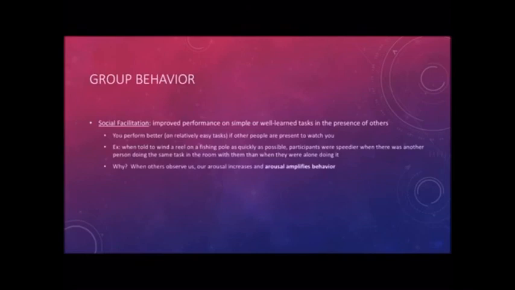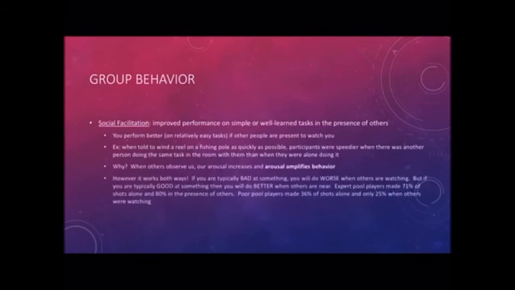So you're either going to do better on something that you're already good at, or you're going to do worse on something you're already bad at. So that speaks to this point. It works both ways. If you are typically bad at something, you'll do worse when others are watching. But if you're typically good at something, then you'll often do better when other people are watching. So expert pool players, people who are really good at pool, made 71% of their shots alone, but then 80% of the shots when they were in the presence of other people. But if you're a poor pool player, you only made 36% of your shots alone and then dropped down to making only 25% when others were watching.